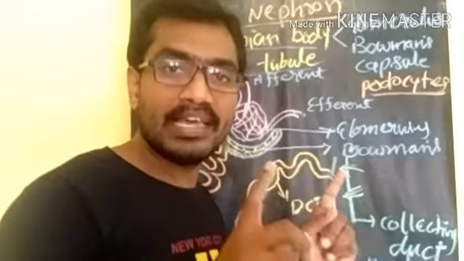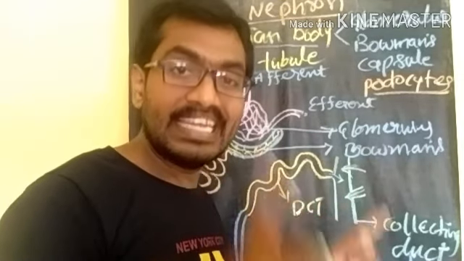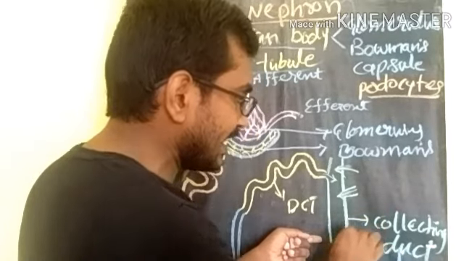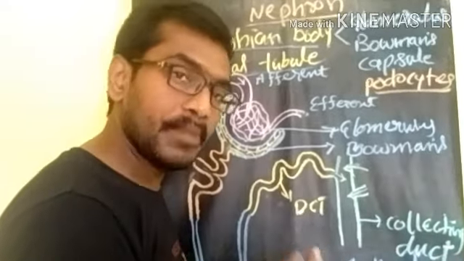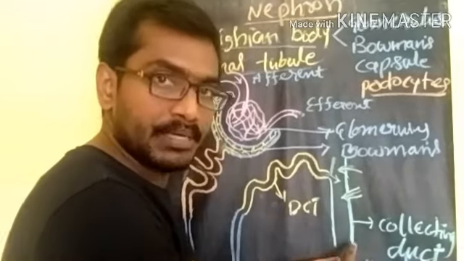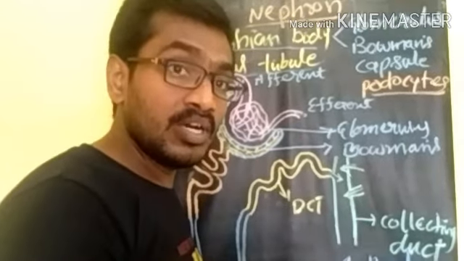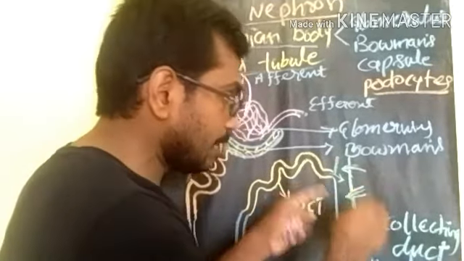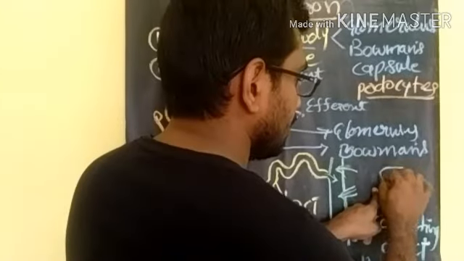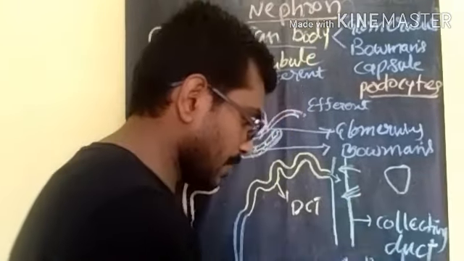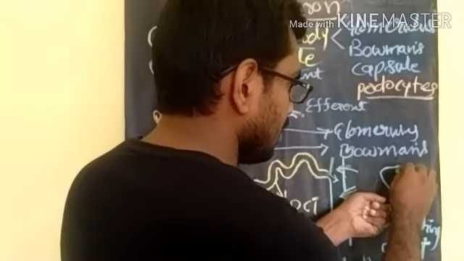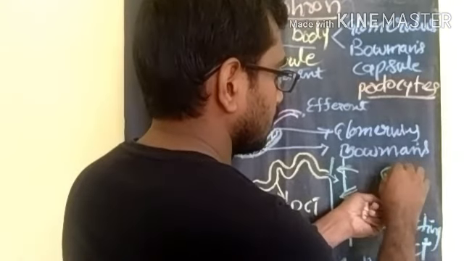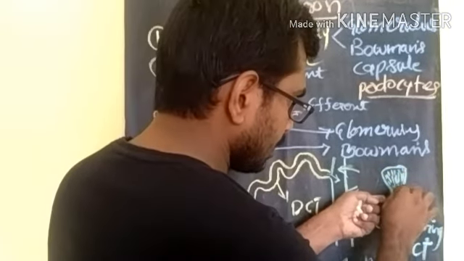We have pyramid-like structures. Renal pyramids are present. So all these collecting ducts form renal pyramids in the medulla region. So that renal pyramid opens into what? We discussed in the last video that they open into this. For example, this renal pyramid opens into here. All the collecting ducts together form the renal pyramid.